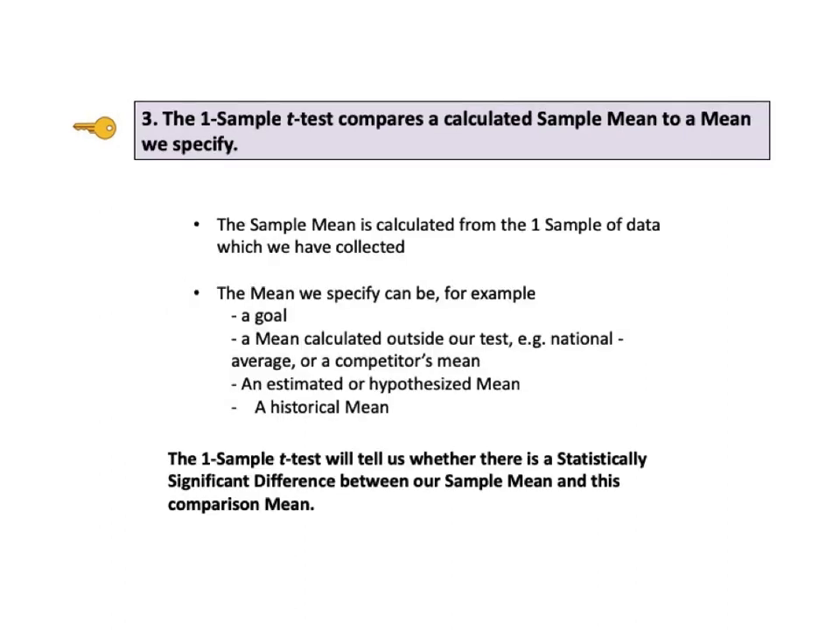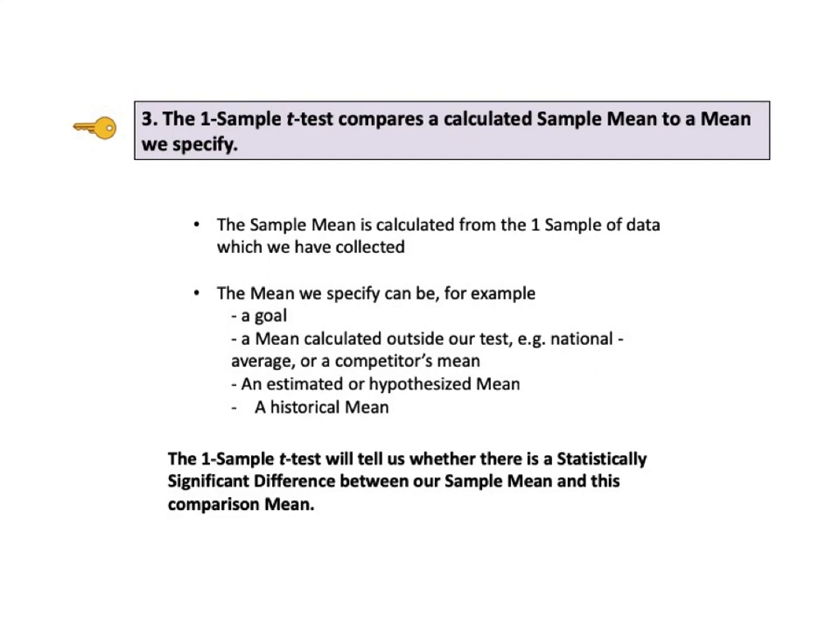Moving on to KTU number 3. The one-sample t-test compares a calculated sample mean to a mean which we specify. The sample mean is calculated from the one sample of data which we have collected. And the mean we specify can be, for example, a goal, or it could be a mean calculated outside of our test, for example, a national average or a competitor's mean. It could be an estimated or hypothesized mean, or it could be a historical mean.